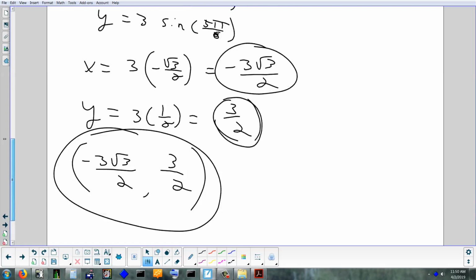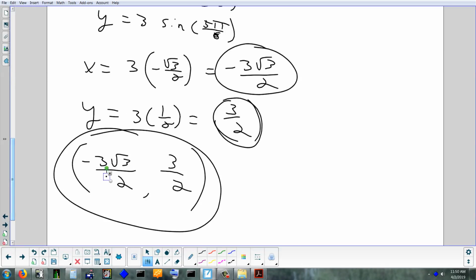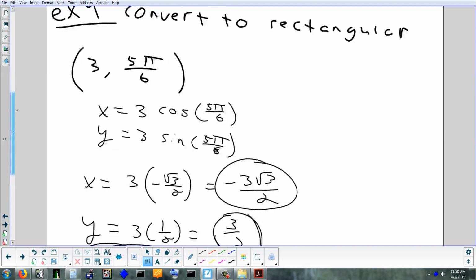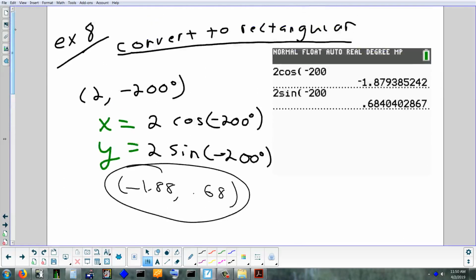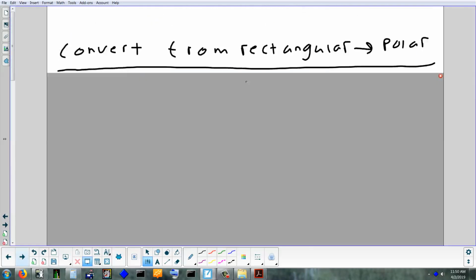So you'd probably see an answer like that on the test being exact. If you got a decimal, well, you could always take this and actually do it out and get the decimal and see if it matches what you got. That's probably how I would write it. Any questions on that? So that's changing from, which way did we just go? From polar to rectangular. Okay, let's finish up by changing it back the other way.